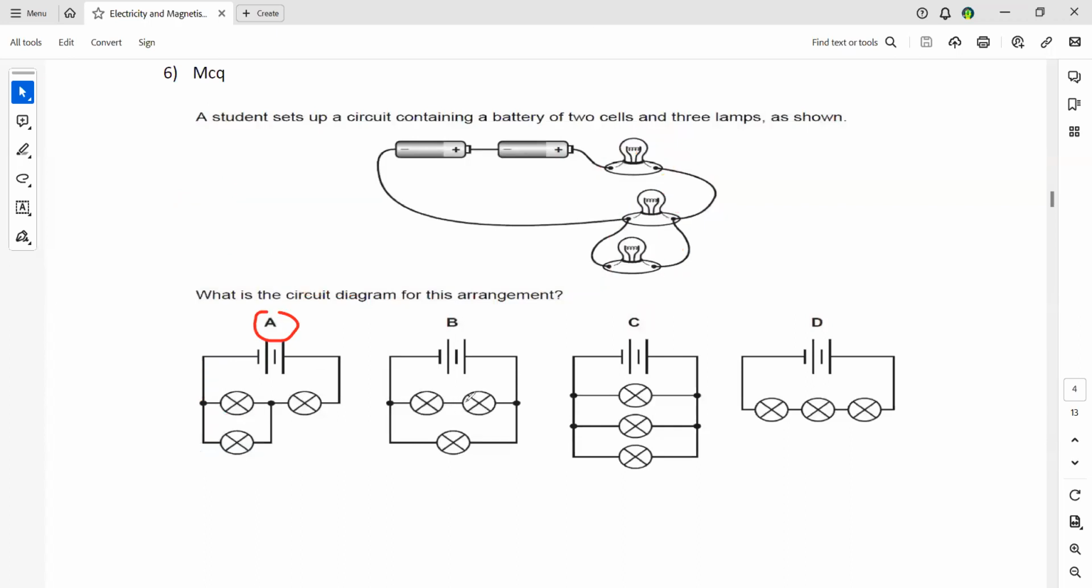B means two lamps in series, so it should be like this: two lamps connected one next to the other, and then another lamp is connected with that. But according to the diagram, we have one lamp and next to this lamp, there are two lamps which are in parallel. That's why A is the right answer.